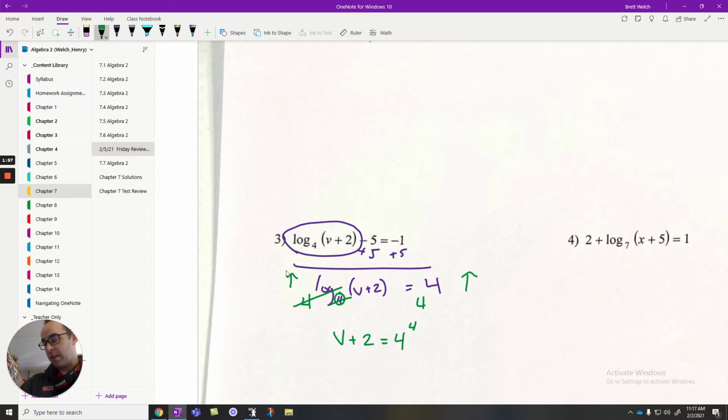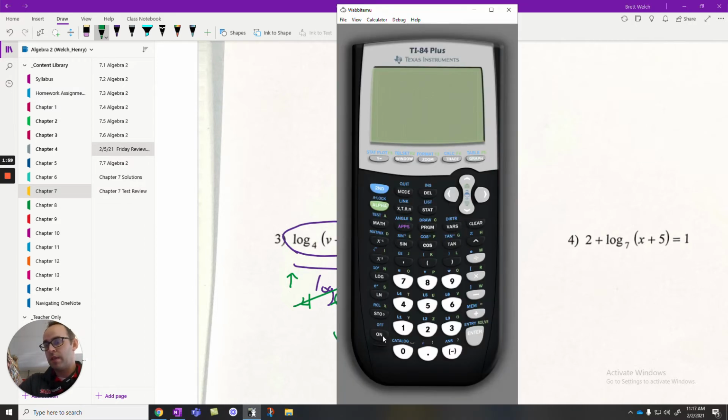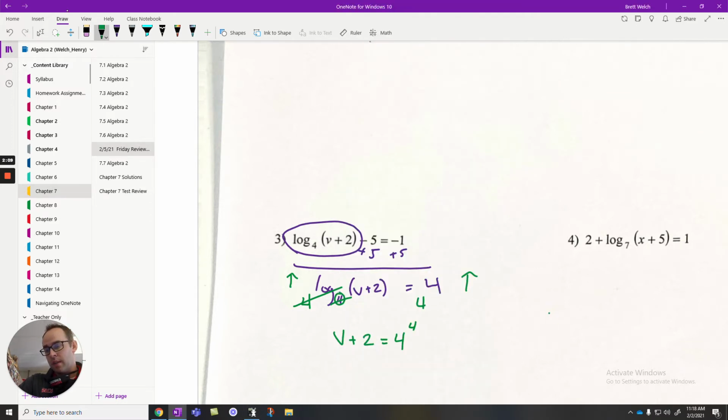I'm going to use my calculator to help with that. I believe it's 256, but let's just find out. 4 raised to the 4th. Sorry, 4 raised to the 4th is 256. So I know that v plus 2 equals 256, and so if I minus 2, that tells me that v would equal 254.